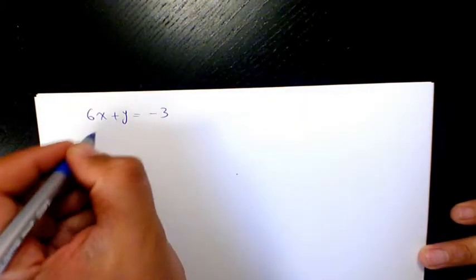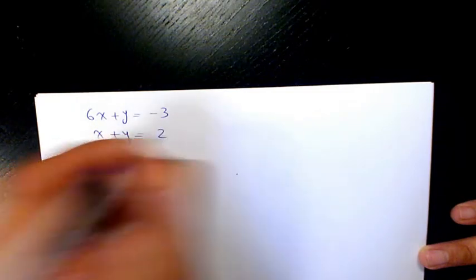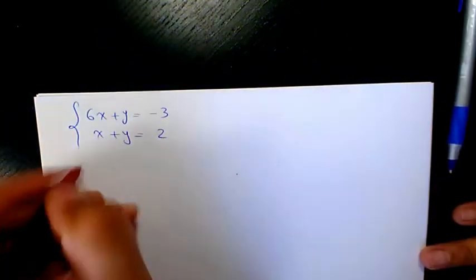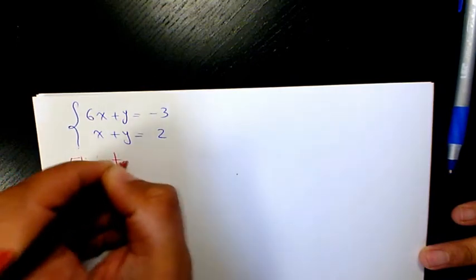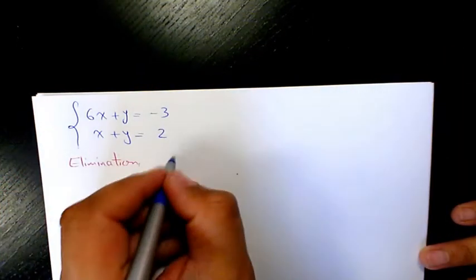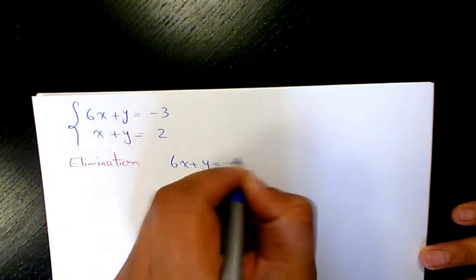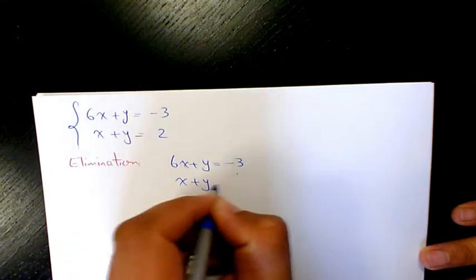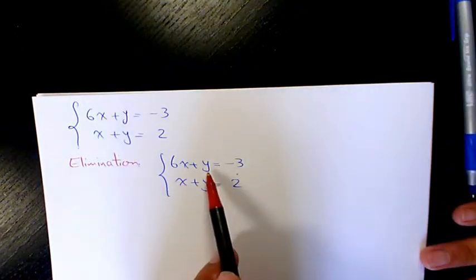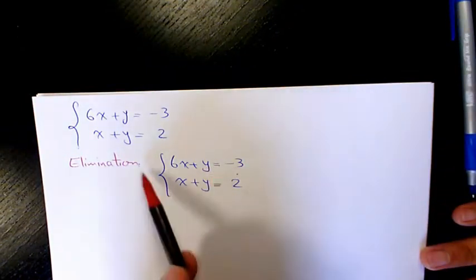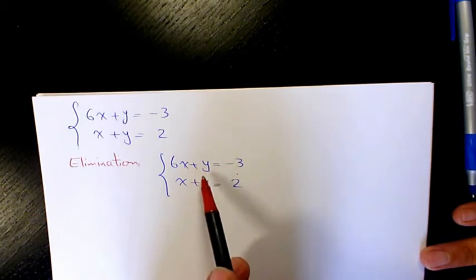6x plus y equals negative 3. x plus y equals 2. So let's start with the elimination method. 6x plus y equals negative 3. x plus y equals 2. If I want to eliminate y, I need to multiply one of these equations by negative 1. So it's going to be y and negative y. When you add them, it's going to be 0. Then you eliminate the y.